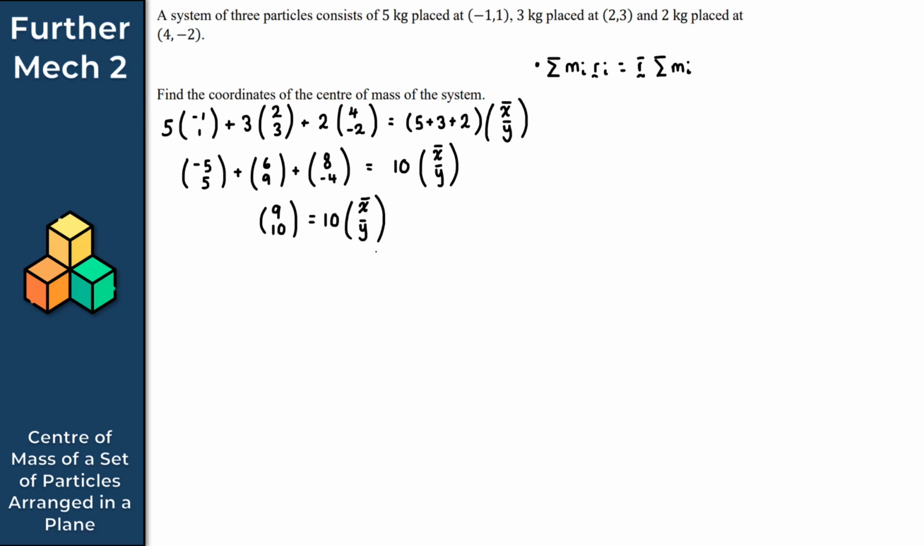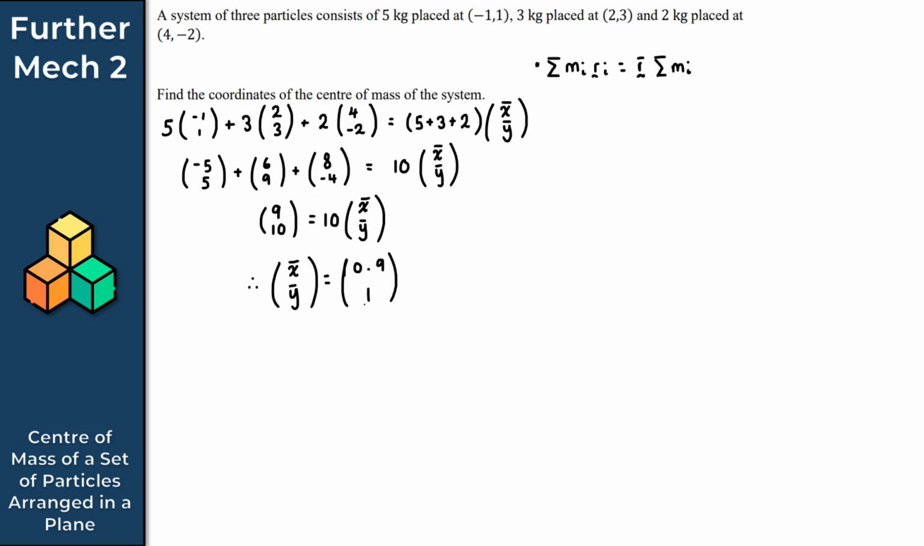So that's all we want here, x bar, y bar. To obtain this, all we need to do is divide by this coefficient, 10. So therefore what we get is x bar and y bar equal to 9 divided by 10, that would give us 0.9, and then 10 divided by 10, that would just give us 1.